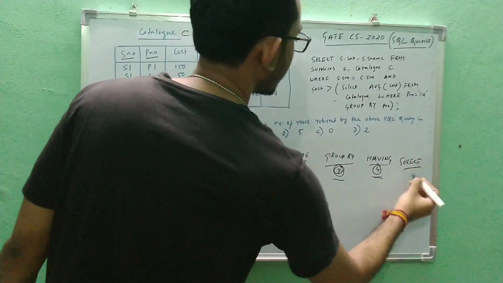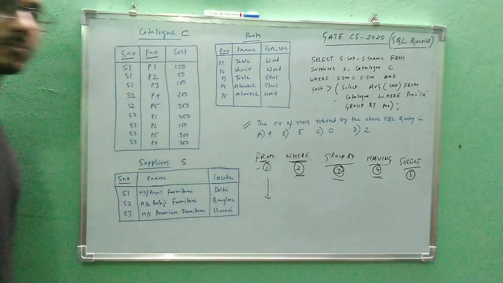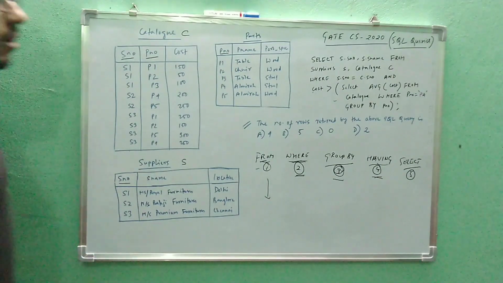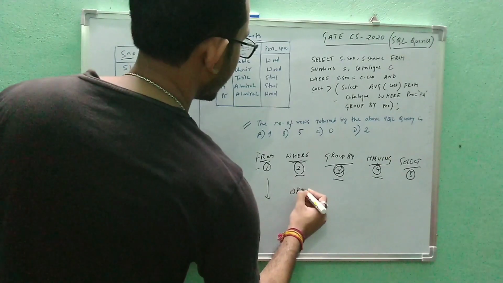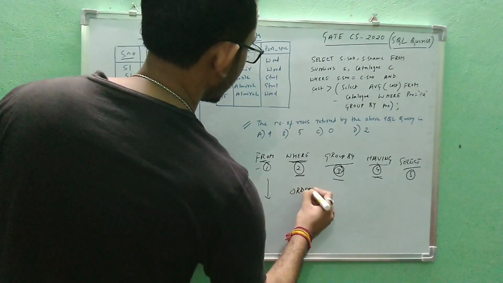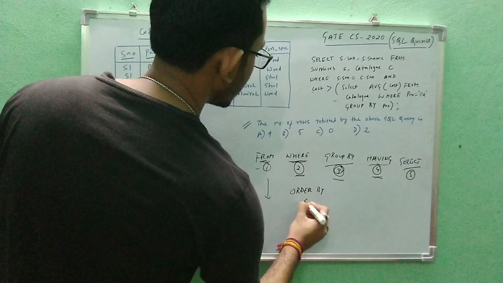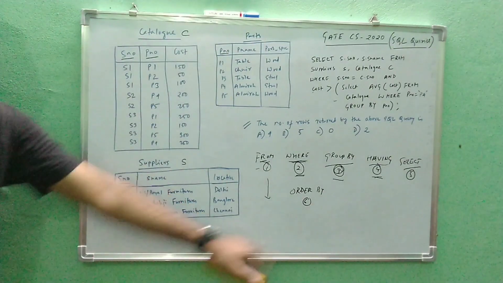Then we are going to use select parameter. Is it clear? Now after everything is done, then at the end we will always do order by, if it exists in your table. So this is the general sequence. Okay, we should always remember this.